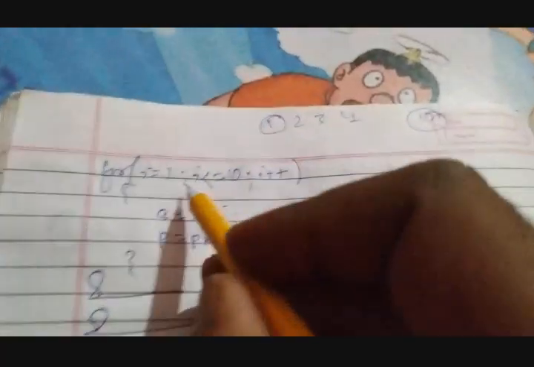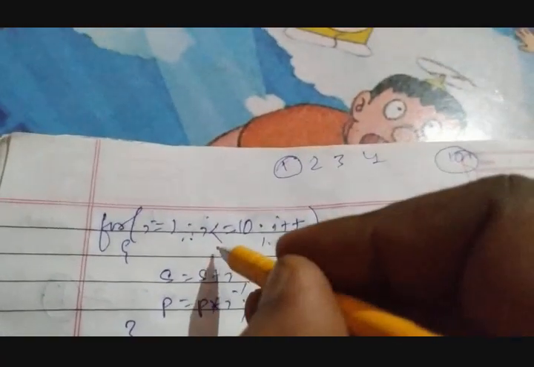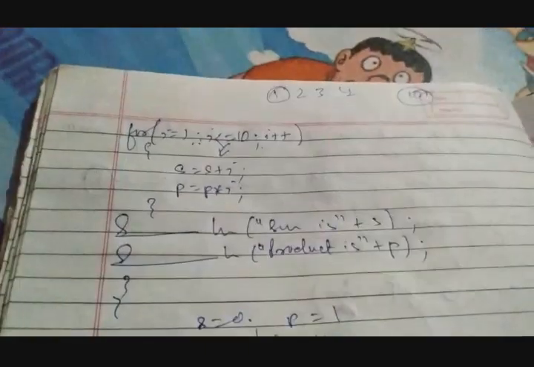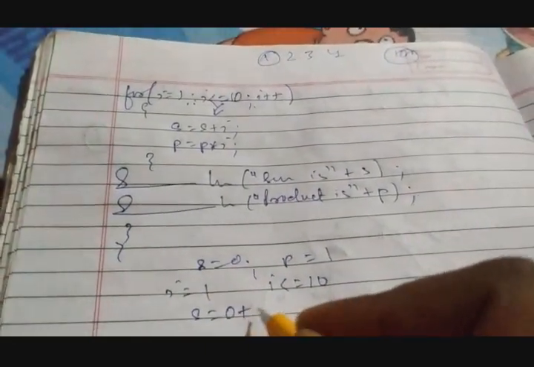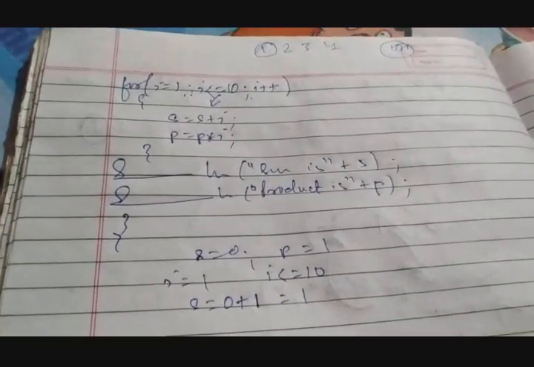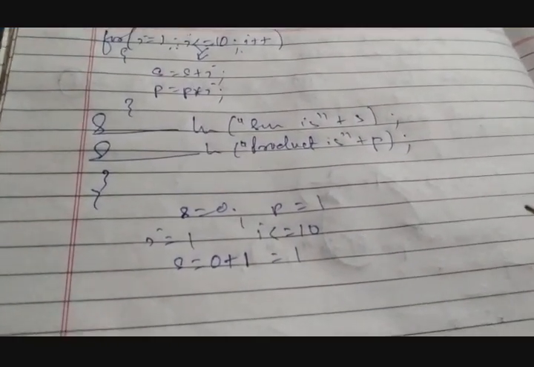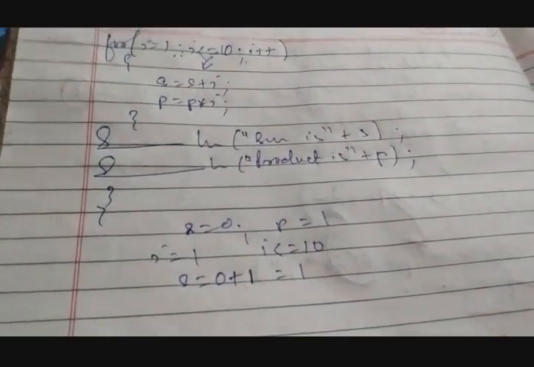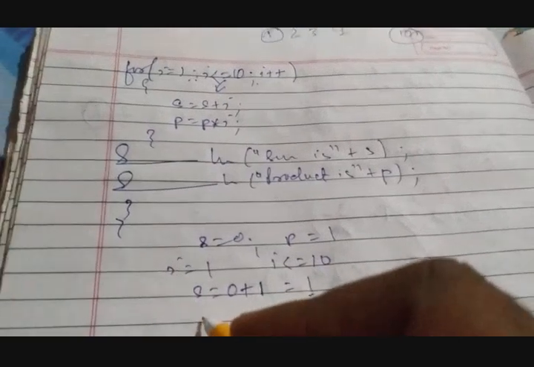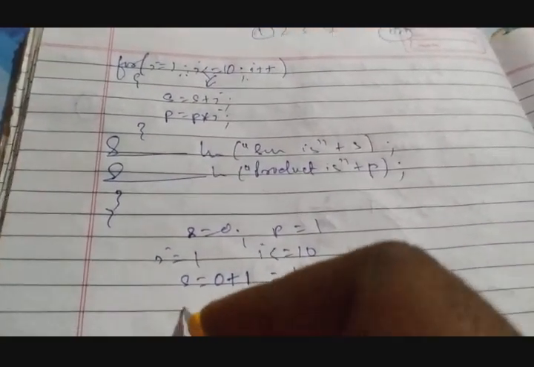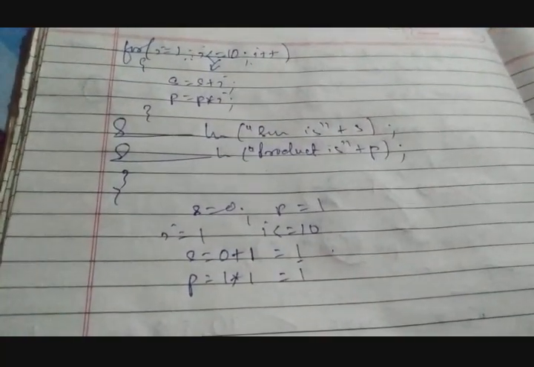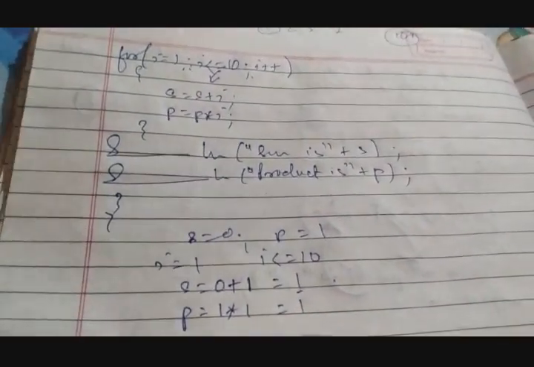1 is less than or equal to 10. i is 1, and 1 is less than or equal to 10. The condition becomes true, so it enters inside the loop. So sum becomes 0 plus i, which is 1, so s becomes 1. Now s uses its current value. The value of s has changed from 0 to 1, so the new value of s will always be 1. And product equals p equals 1 into 1, so the product value is 1. Okay?